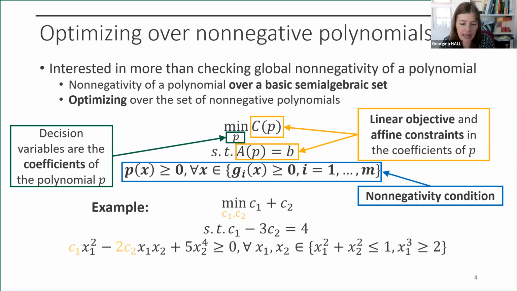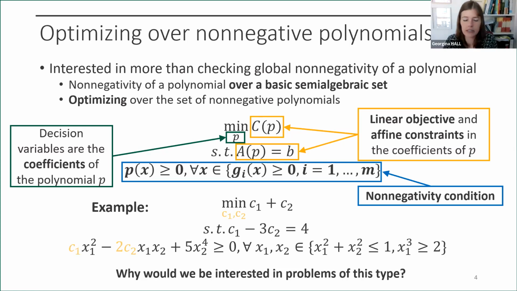So we're asking that this polynomial be non-negative over this set here. Here's an example just to get an idea of what this looks like. Again, James has already told you about these kinds of problems. Here, we're considering this polynomial where one of the coefficients is fixed. We're requiring that this polynomial in 2 variables, c1 x1 squared minus 2 c2 x1 x2 plus 5 x2 to the 4th, is non-negative, and we require this for this set of variables here. Then we have relationships between the coefficients, and our objective is to minimize the sum of the two coefficients. So this is, for example, something that we can see when we're trying to optimize over non-negative polynomials.